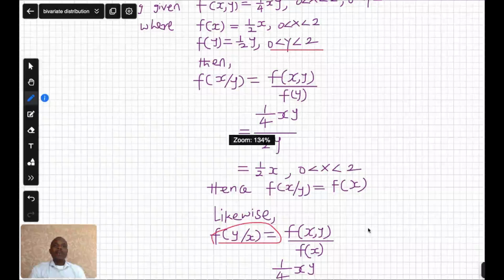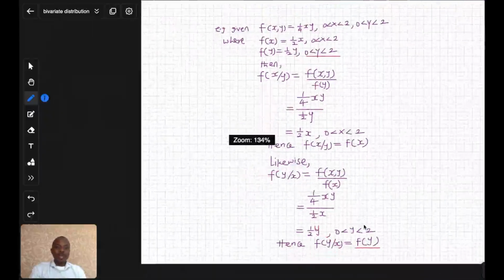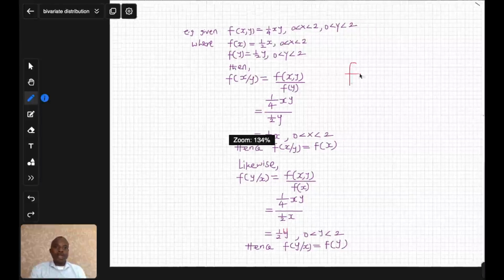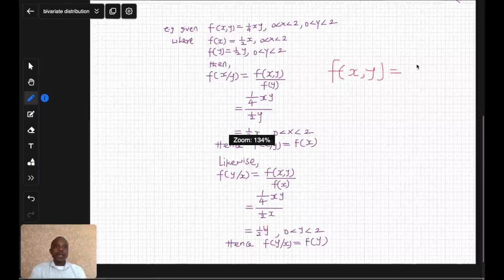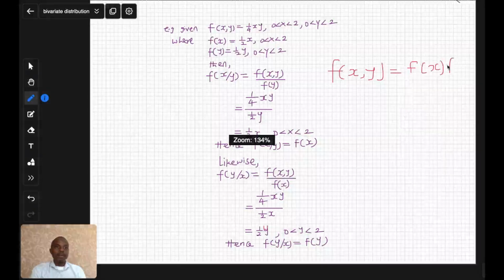All right. In this case, we have just shown that when there is independence, then the marginal and conditional distributions are the same. You will notice that we actually obtain f of x comma y by multiplying f of x and f of y.